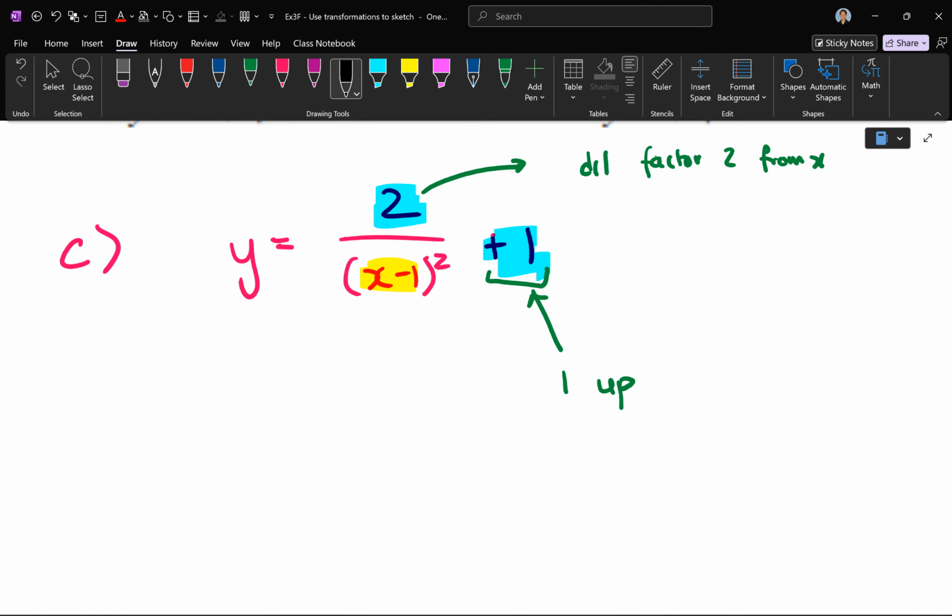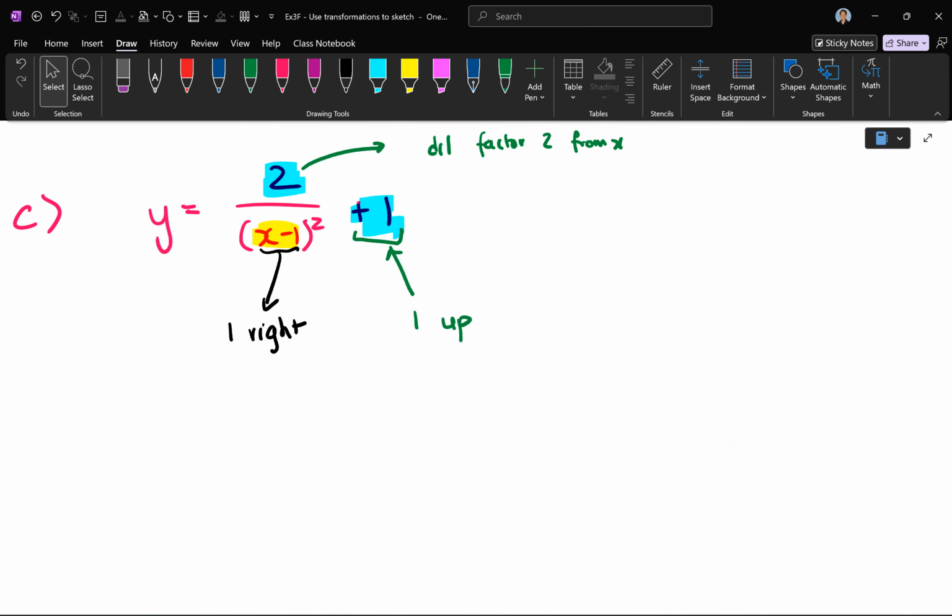So let's have a look at the x transformation now. What do you think the x minus 1 does? Let's go with Albert. It moves it 1 unit to the right. Perfect. 1 unit to the right. There is no dilation for the x, and there is no reflection at the moment.